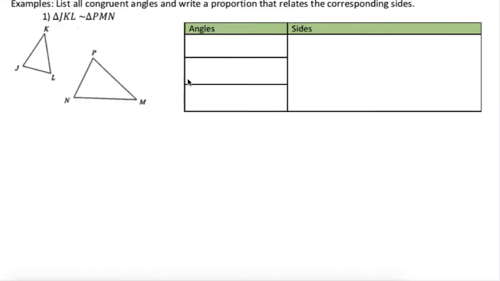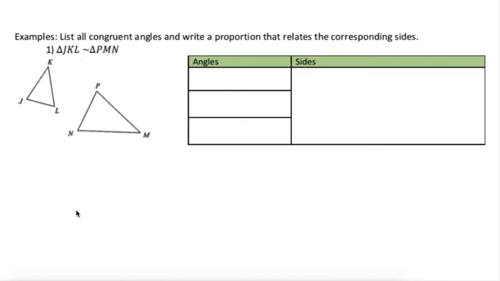All right, so this is just practicing matching up those parts. Given a similarity statement, can we match the congruent angles and proportional sides? So if I'm matching up the angles, I have angle J that has to be congruent to angle P. And notice I'm using the similarity statement because this has been turned. Angle K, the second letter, goes with M.